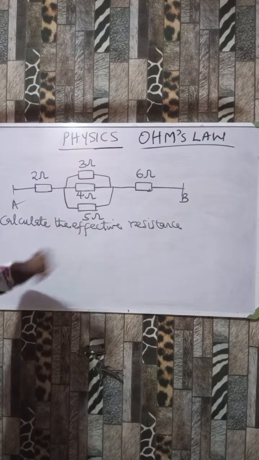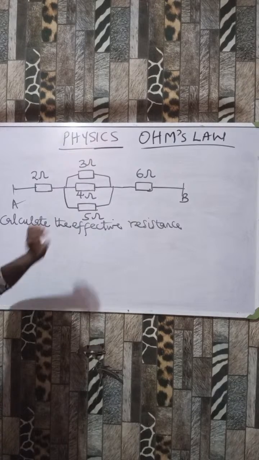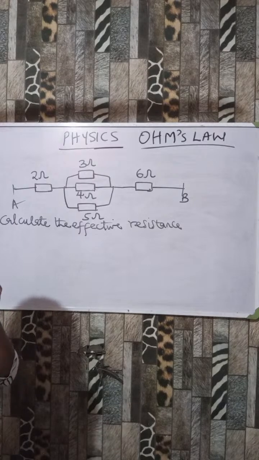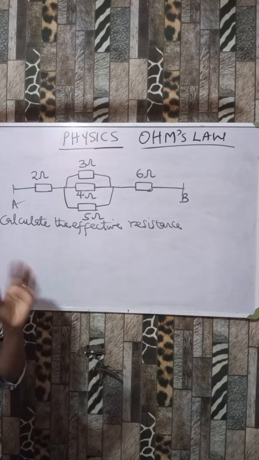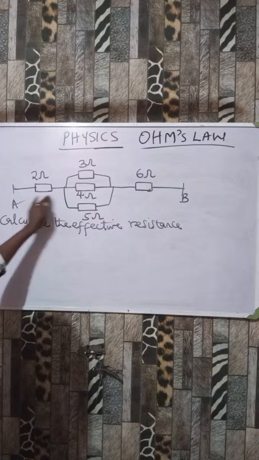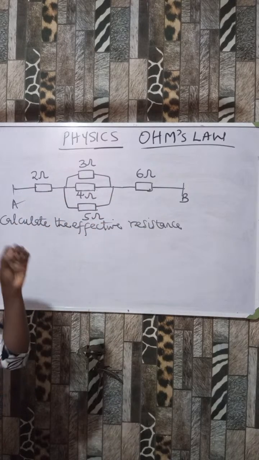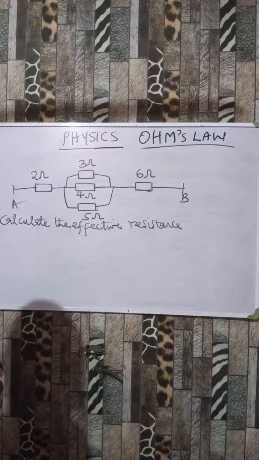They are connected in parallel. So you're supposed to get the effective resistance for these 3 resistors connected in parallel. When we are done with that, whatever answer you have will be in series with these 2. Do you understand? So the first thing you're going to do is to solve for resistors in parallel. That is the first step.